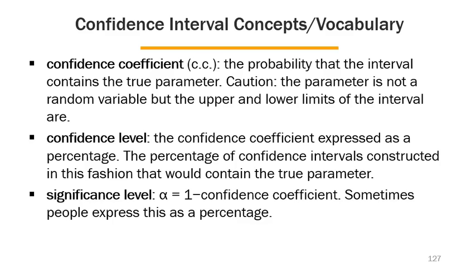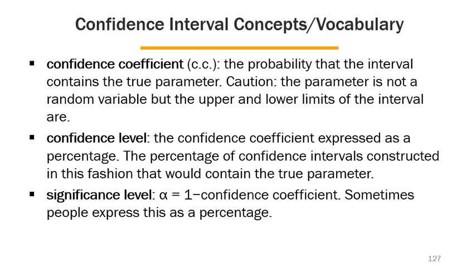Some concepts here, some vocabulary in thinking about this idea of an interval estimate, is that we need a confidence coefficient. So this is the probability that the interval, that x bar plus or minus the margin of error, contains the true parameter. So note here that this parameter is not a random variable, so that value mu is not the random variable, but the upper and lower limits of the interval, so x bar plus the margin of error and x bar minus the margin of error, those are random variables.